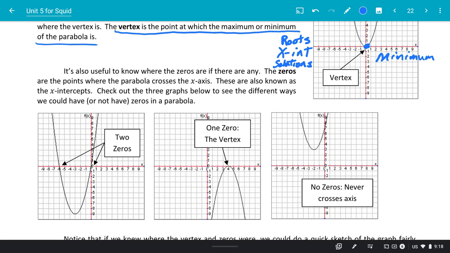Check out these three graphs. This first one has 2 zeros. That's what we deal with most of the time. Okay? I want to be a little bit more specific. What is this zero? What is the value of that zero? Yeah, it's 0. What's the value of this zero? -6.